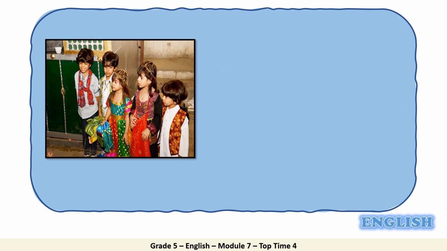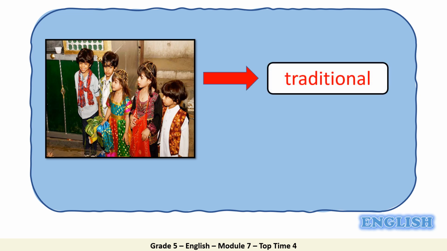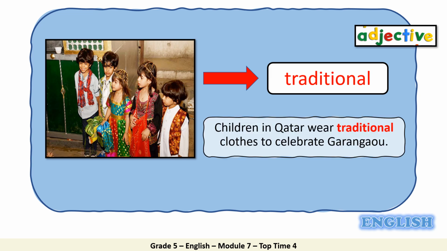For this word, I want you to take a look at the clothes that the children are wearing in this picture. We can describe their clothes with the word traditional. The word traditional is an adjective. We use it to describe things that are related to traditions. For example, children in Qatar wear traditional clothes to celebrate Garangao.